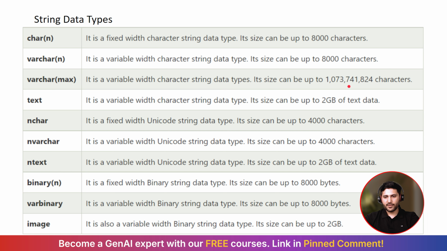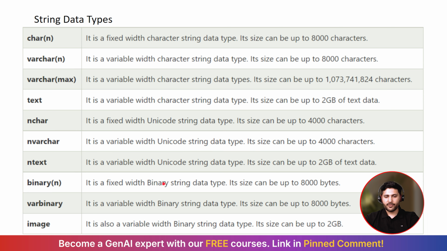You can see 10737411824 characters. Text is a variable width string data type. It can size up to 2 GB of text data. Nchar is a Unicode data type. It can size up to 4,000 characters. Nvarchar is a Unicode string data type. It can go up to 4,000 characters. Ntext is a Unicode string data type which can go up to 2 GB of text data.